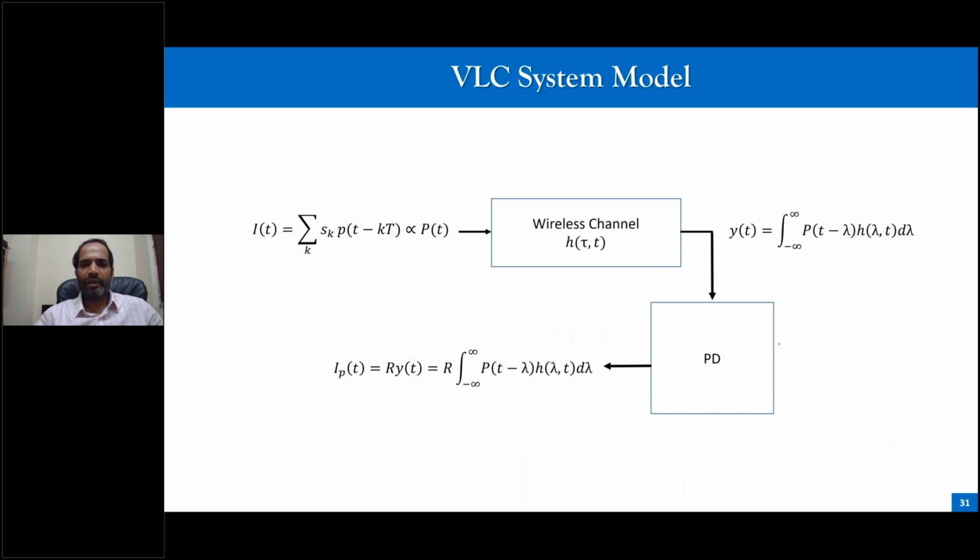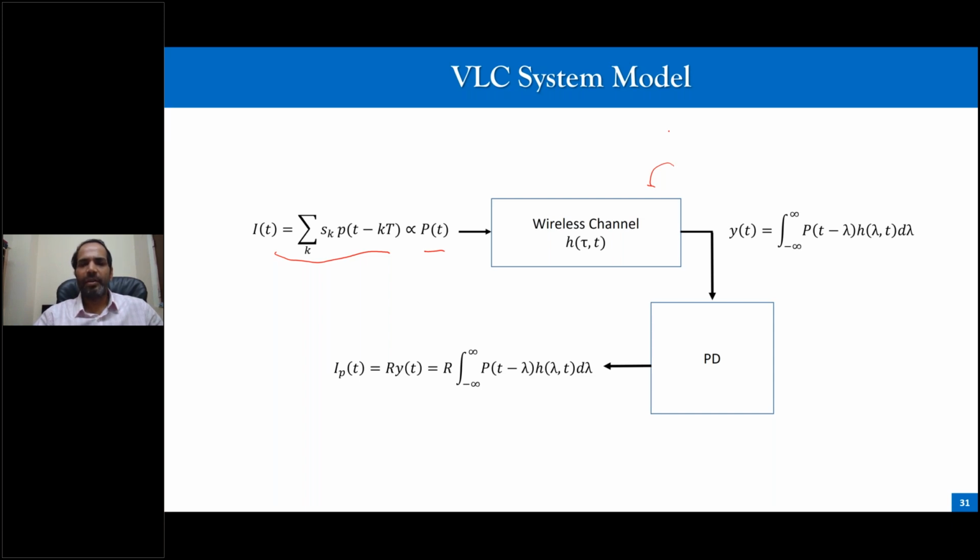Okay, so now we have understood about the sources. So we know that IT is something like this. The power that is produced by the LEDs depends upon this IT. In general, this is proportional to IT. And we pass this through a visible light communication system model, which is a wireless channel. It's a time varying wireless channel. We have to remember that.